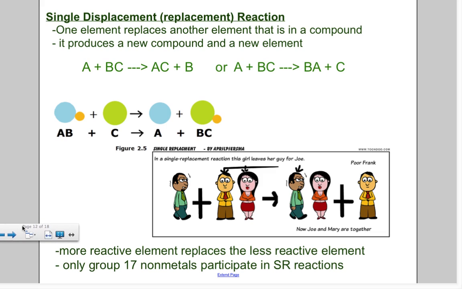When we balance equations and things with that, we follow the same four rules that we've done when we did single or synthesis and decomposition. So the more reactive element replaces the less reactive element. And only group 17 nonmetals participate in single replacement reactions.